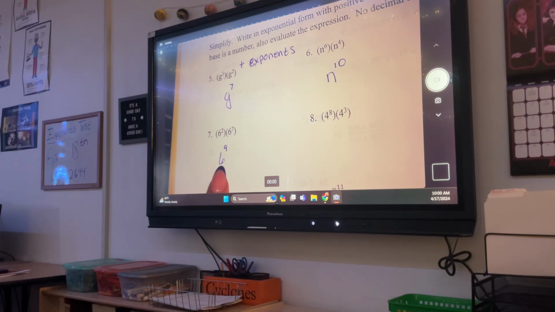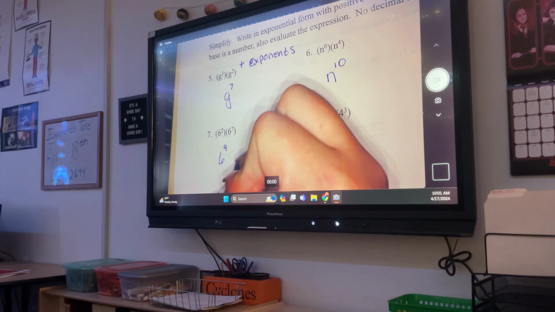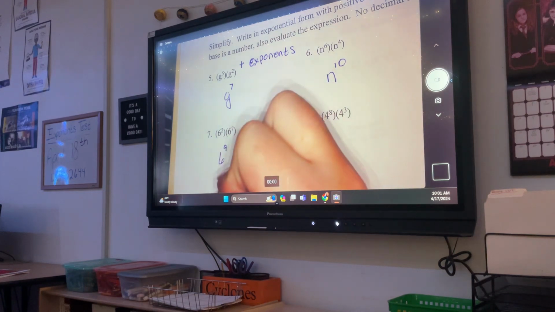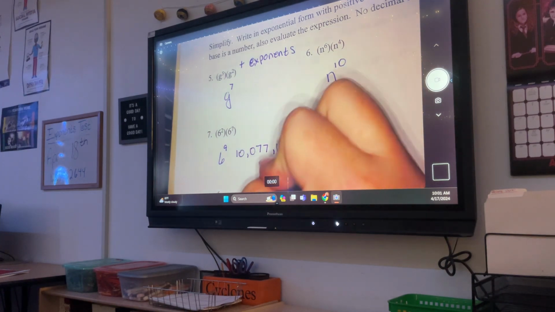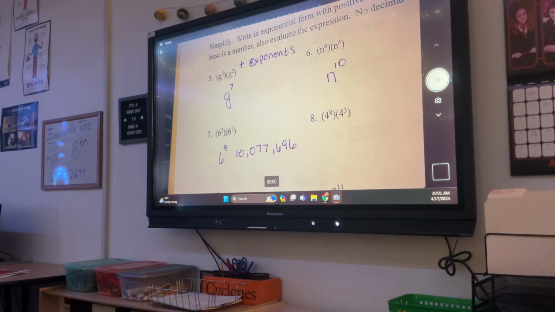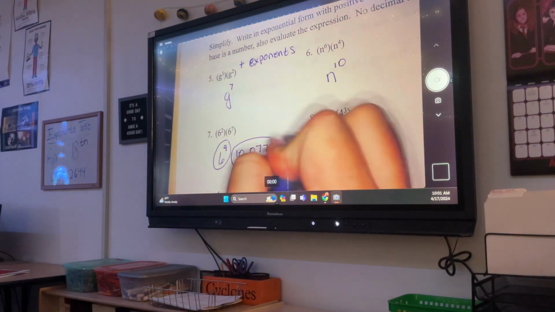It's a really big number. So, this would be worth 2 points. You got to tell me what it would become when you add the exponents, and then what it actually is. So, make sure you have both of these answers. Okay?